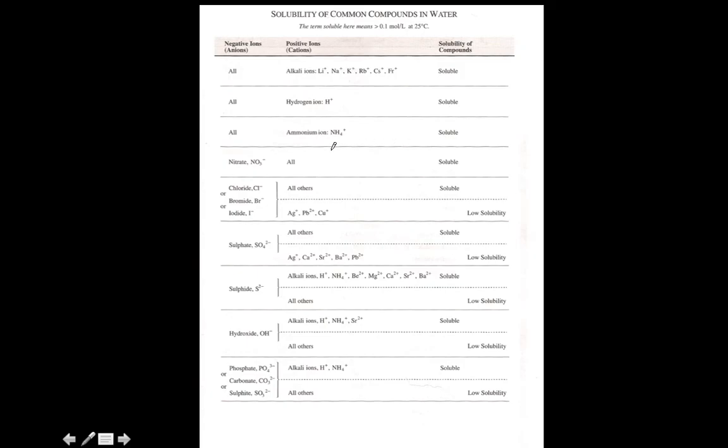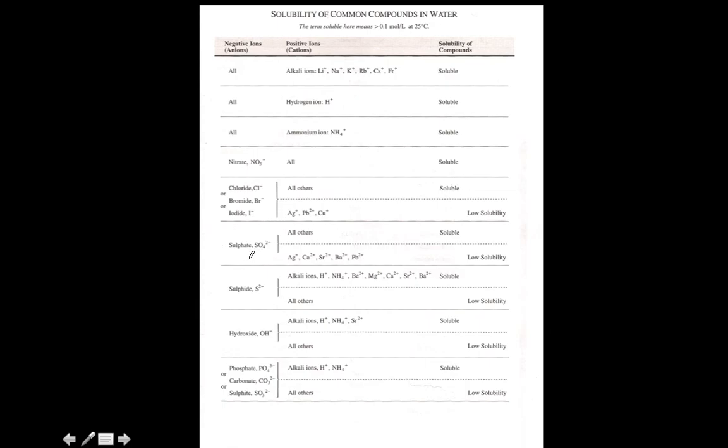But most of the time, we look at the non-metal to figure out what's going on, or I should say the negative ion. Nitrates are always soluble, doesn't matter what the positive ion is. Chloride, bromide, and iodide are usually soluble except with Ag+, Pb2+, and Cu+. And Cu+ is different than Cu2+. So Cu+ would be low solubility, that's a solid. If we had Cu2+, it'd be up here, and it would be soluble.